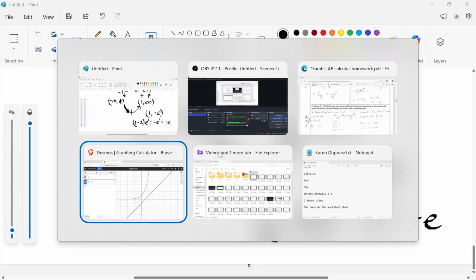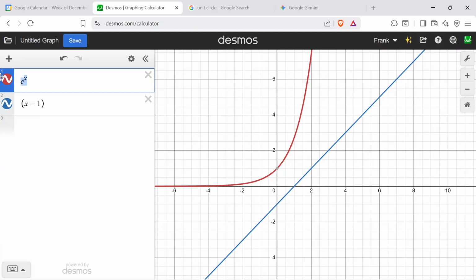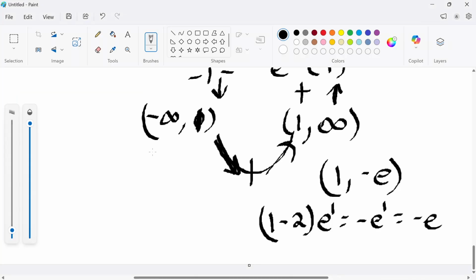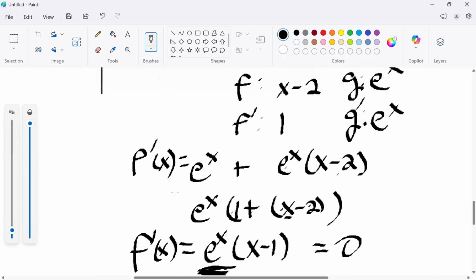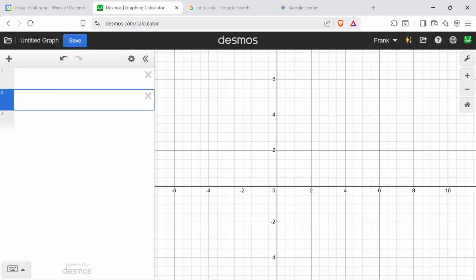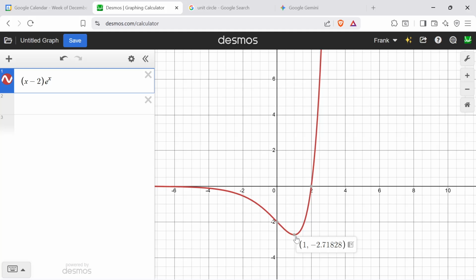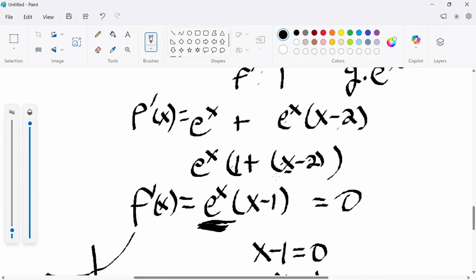And then it says verify. That's how I know I can use a calculator. It says verify with a graphing utility. Well, I don't know of any other graphing utility I have than a calculator. I'm going to use Desmos, x minus 2 times e to the x. And sure enough, there is my minimum at 1 and negative e, or negative 2.71828, and it's decreasing from negative infinity to 1 and increasing from 1 to infinity. So I verified it.